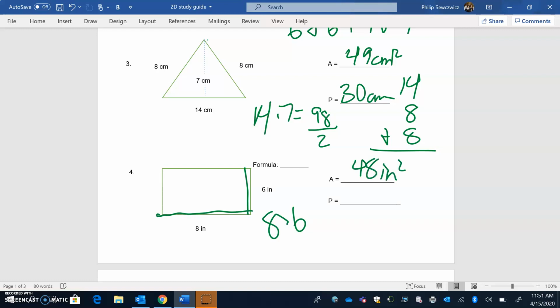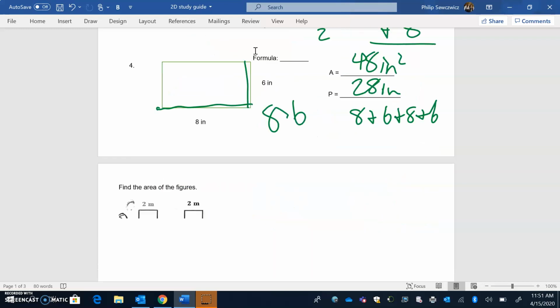Perimeter, we're adding up the sides. Again, it is a rectangle. So there are 4 sides that are there. Again, the top and the bottoms are the same. The lefts and the rights are the same. So 8 plus 6 is 14. 14 plus 8, 22. 22 plus 6, 28. And again, if you're using your calculator to verify things, to do something for you, that's fine. Nothing wrong with it at all.